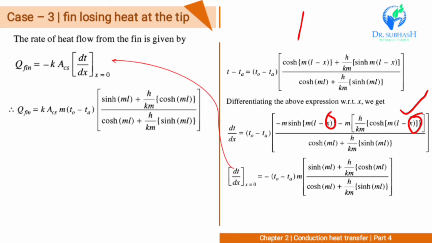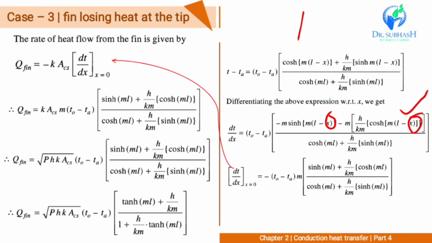Putting this value in the equation of heat conduction, Q is equal to minus K dT by dx at x is equal to 0. Now substituting the value of m, we get Q fin is equal to under root of P h K A multiplied by inside the bracket T0 minus Ta into sin hyperbolic ml plus h by km cos hyperbolic ml divided by cos hyperbolic ml plus h by km sin hyperbolic ml.